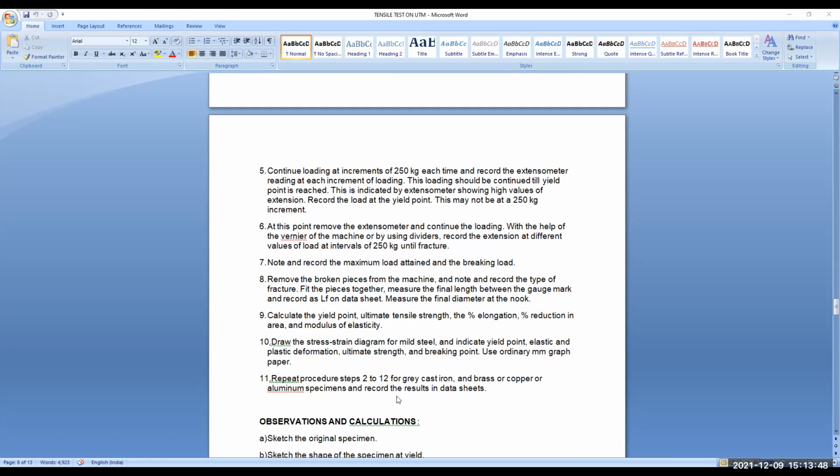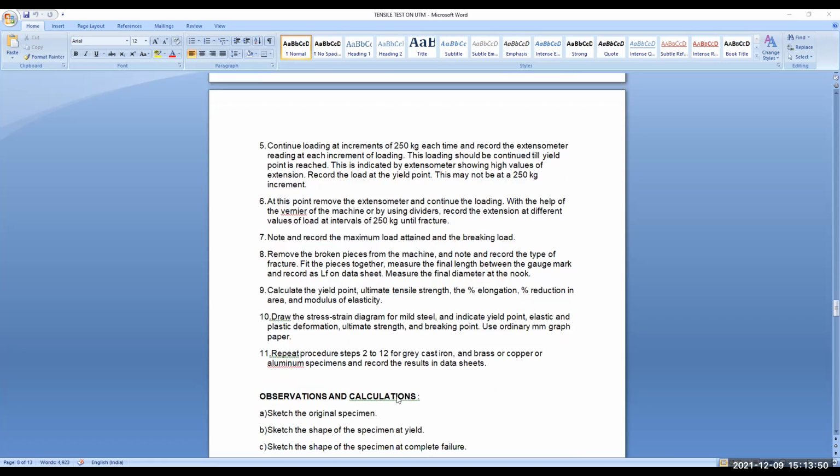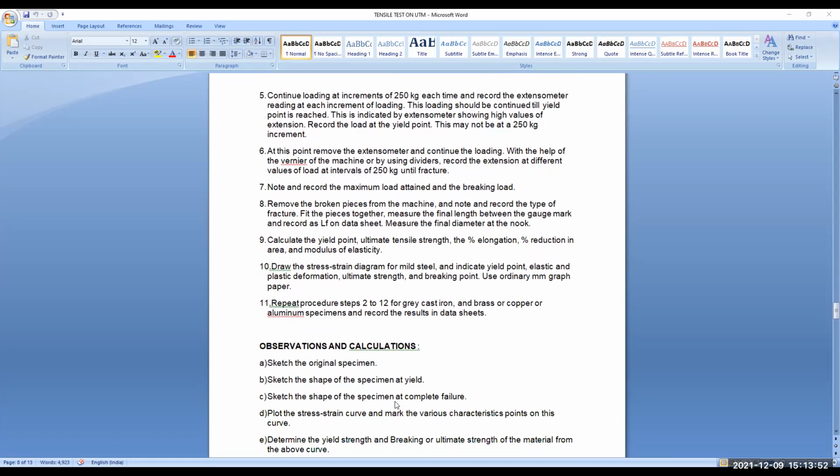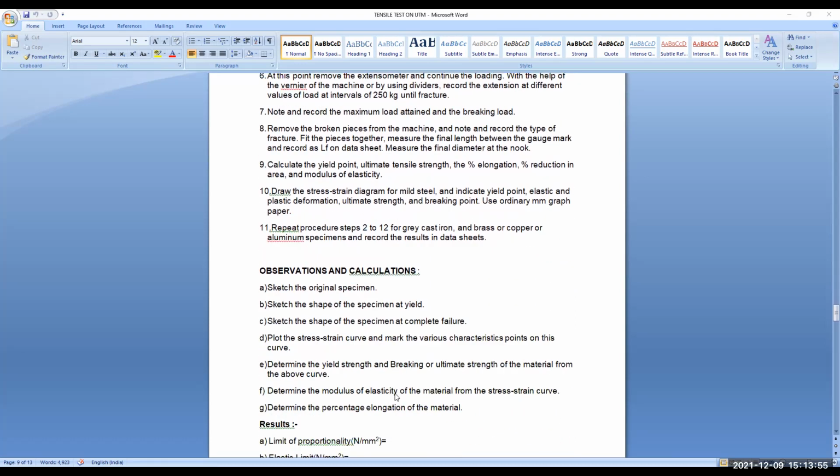Repeat the procedure for every specimen. The observations: first, sketch the final specimen and the shape of the complete failure, plot the stress strain curve, and mark the various characteristic points. Determine the yield strength and breaking and ultimate strength of the metal from the above curve. Determine the modulus of elasticity and the percentage elongation of the material.